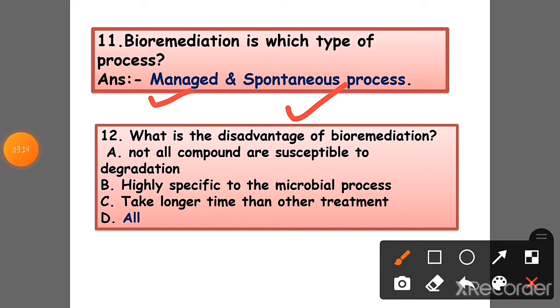Question 12. What is the disadvantage of bioremediation? Answer D. All. Not all compounds are susceptible to degradation, it is highly specific to microbial processes, and it takes longer than other treatments.